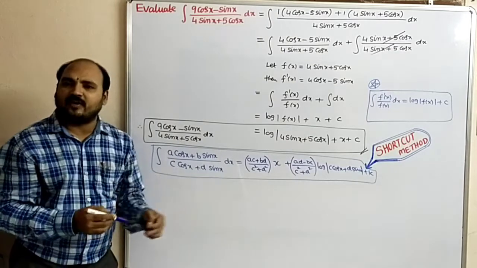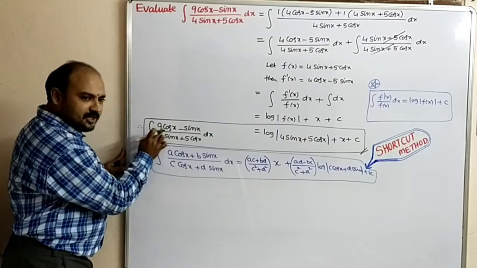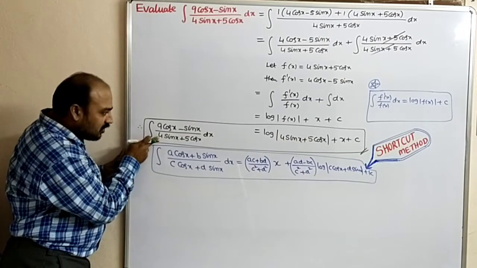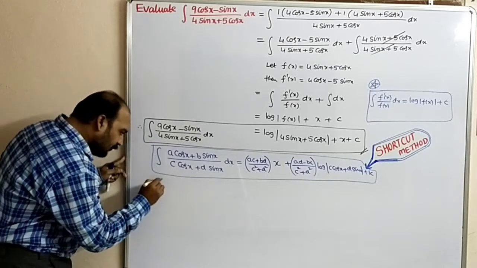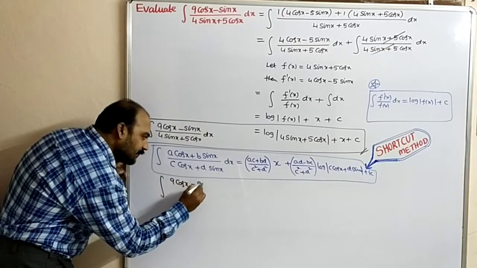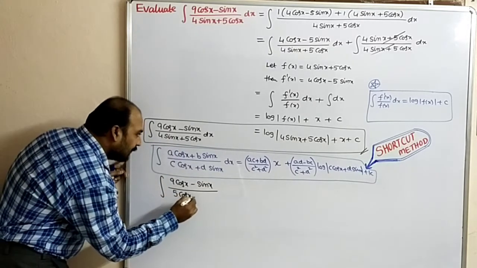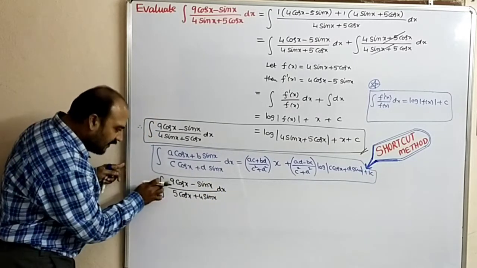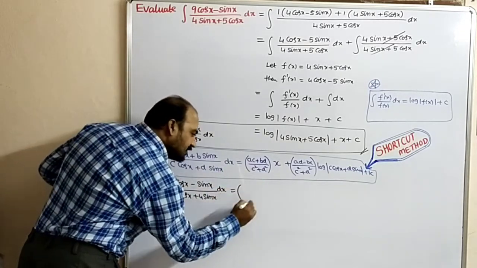For this question only we will verify whether it is correct or not. First you have to keep the given integral in this form. If you observe, the denominator has the sin x term first, but according to the shortcut formula cos x should be there. Therefore integral of (9 cos x minus sin x) divided by (5 cos x plus 4 sin x). Like this you have to write it. a value 9, b value minus 1, c value 5, d value 4. Substitute in the respective places.